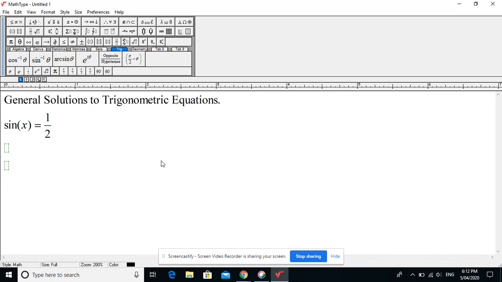Today we're going to learn about general solutions to trigonometric equations. Normally when you get a trigonometric equation like this one, sine of x equals a half, you're trying to solve for x between two boundaries, say 0 to 2 pi. So you find the first solution in that boundary and then you find the next solution, if there is one, and continue finding the solutions till you reach the edges of your boundary.